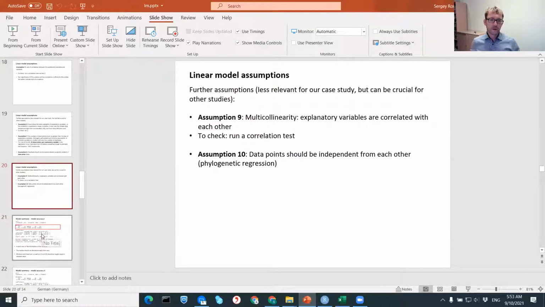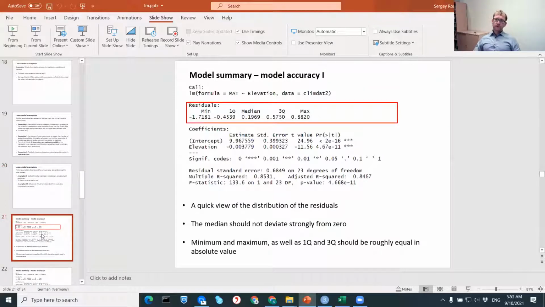Well, now, before you trust your model, before you report the results, you need to check how accurate your model is and whether you met all the assumptions we were just talking about. Well, in the second line, you have some information about the residuals, right? Actually, it provides you some very basic information on whether the residuals are normally distributed. So the median here, the middle value, should be as close as possible to 0.